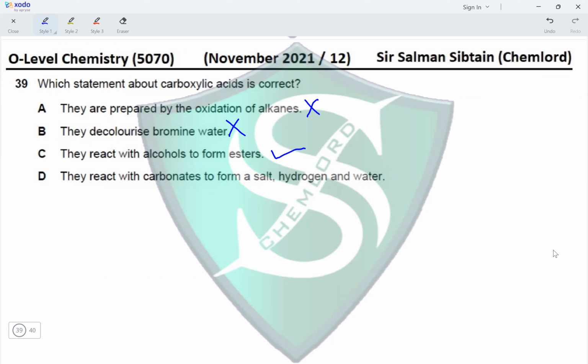And D, they react with carbonates to form a salt, hydrogen, and water. Carboxylic acids react with sodium carbonate to produce a sodium salt of carboxylic acid plus CO2 plus H2O. So no hydrogen is being formed here. So presence of hydrogen makes this statement incorrect. As a result, option C is the correct option for this question.